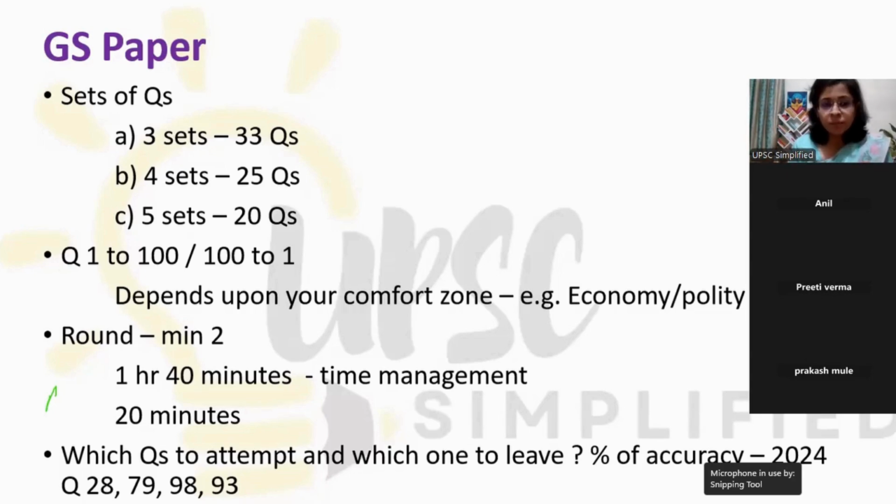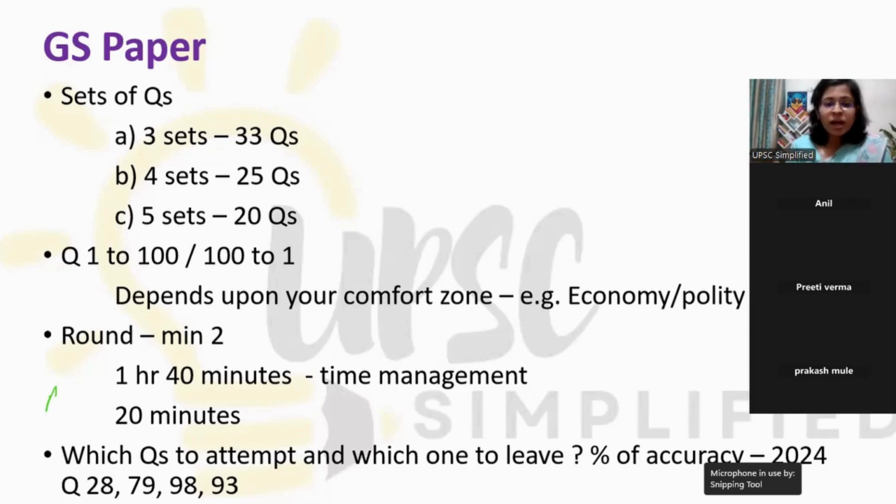Do not be rigid in your approach, that I'm solving question number 1 to 100 whatever comes, whatever my emotional state of mind. Don't do all these things. Be very flexible to adapt, and you can develop this by practicing in your mocks. Then there are 2 rounds. So I do this personally.